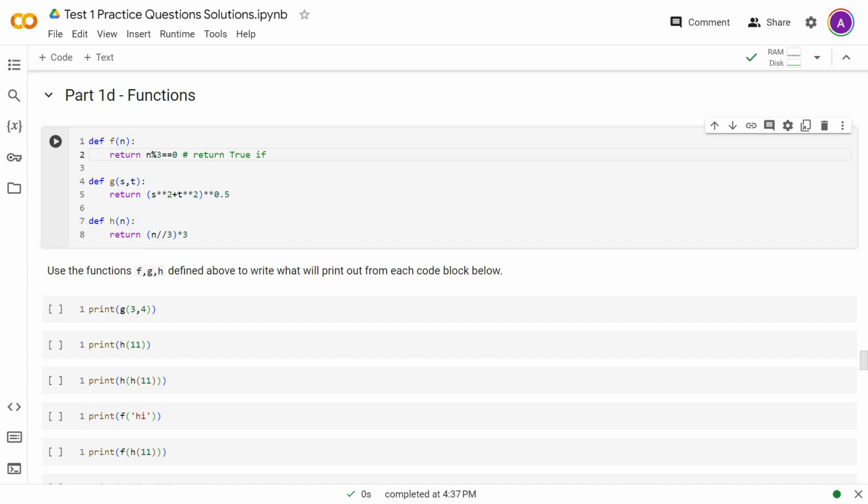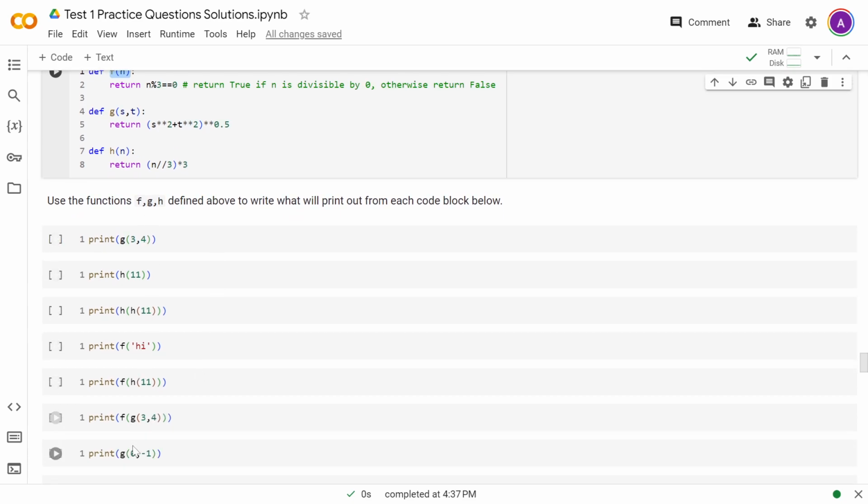So if the remainder after division by 3 is 0, that means the number was divisible by 3, and then it returns true. Otherwise it's going to return false. If the remainder was not 0, then the number was not divisible by 3. So basically this is a function that checks whether n is divisible by 3. It's important to understand that to answer these questions down here more easily.